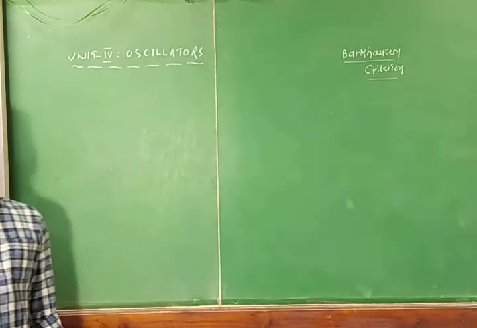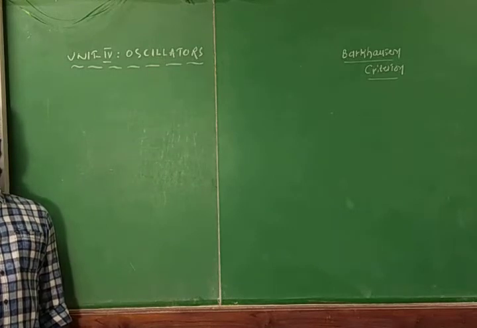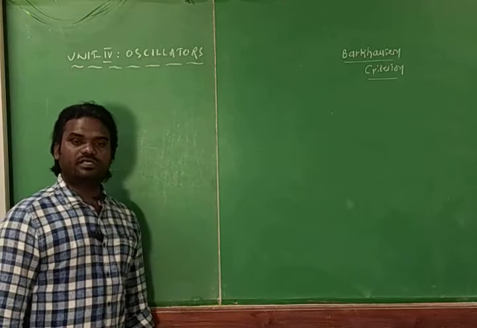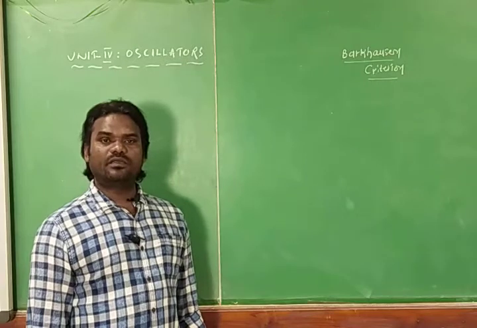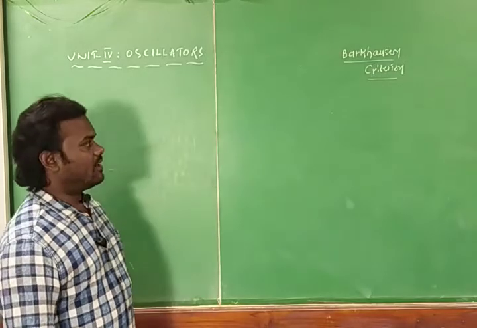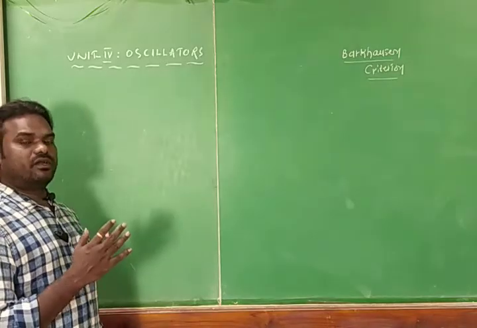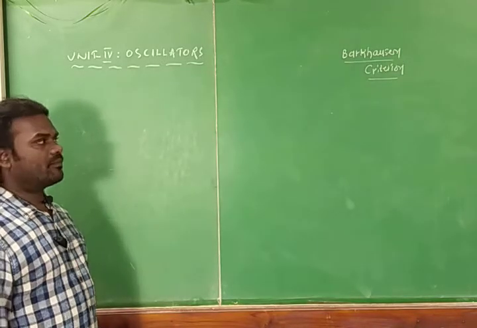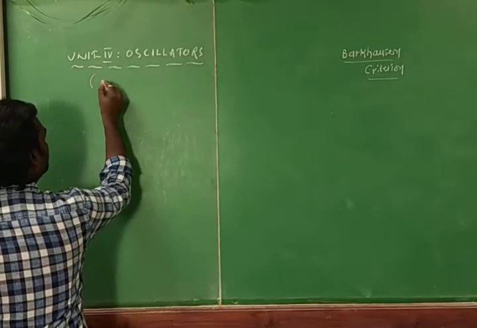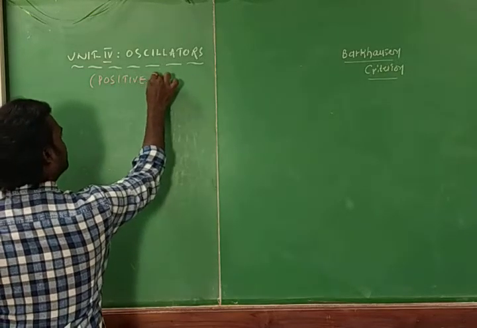In the third unit we have discussed negative feedback amplifiers, and we also studied the various types of negative feedback amplifiers, and the effect of negative feedback over the amplifier characteristics. That is about the complete third unit. The complete third unit is with the negative feedback, whereas the fourth unit is with the positive feedback.